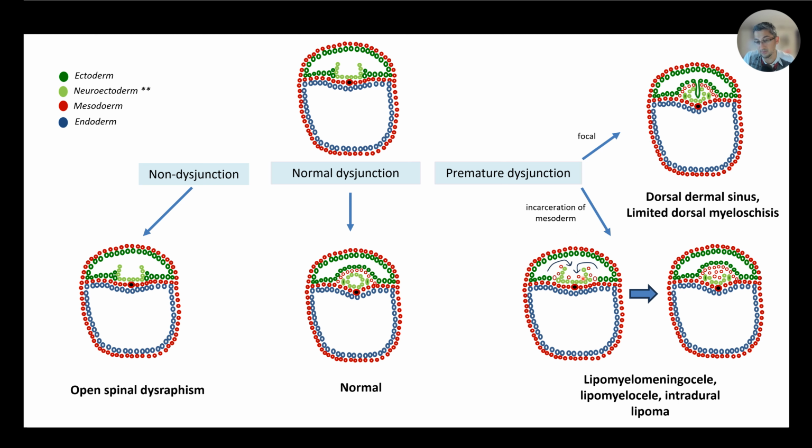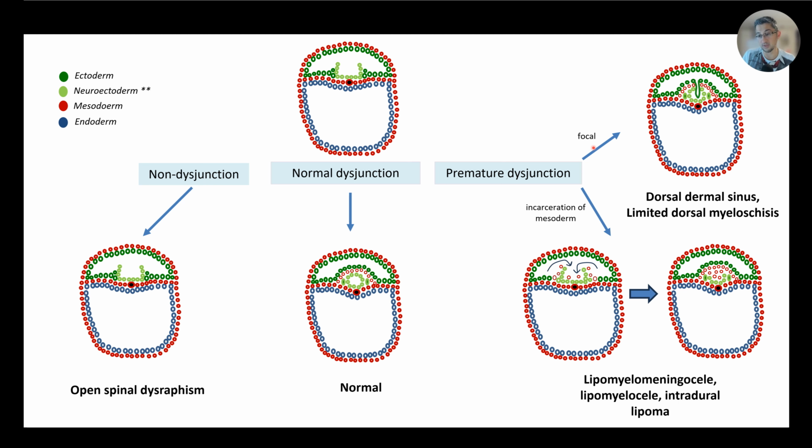These cells will eventually form fatty tissue and will form intradural lipomas and lipomyelocele and lipomyelomeningocele. So the intradural component of the fat is not really an extension of the subcutaneous fat, but formed by the originally migrated mesodermal cells. The other scenario will be a focal premature disjunction.